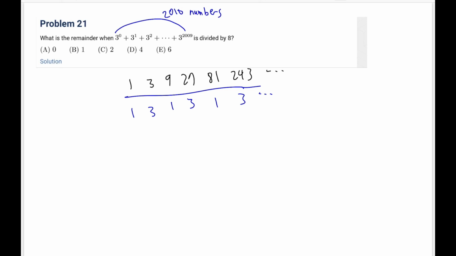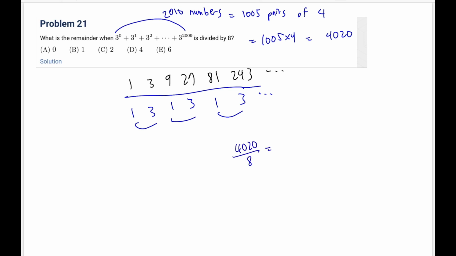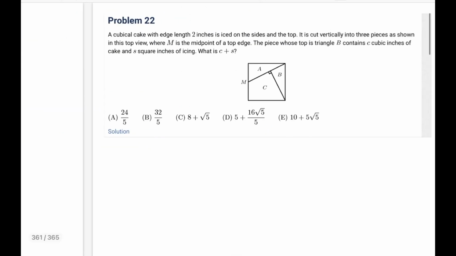There are 2010 numbers, so there will be 1005 pairs of 1 and 3, each summing to 4. So this is 1005 times 4, which is 4020. The remainder when 4020 is divided by 8: 4020 divided by 8 equals 502 with a remainder of 4. So the answer is D, since it's 4.